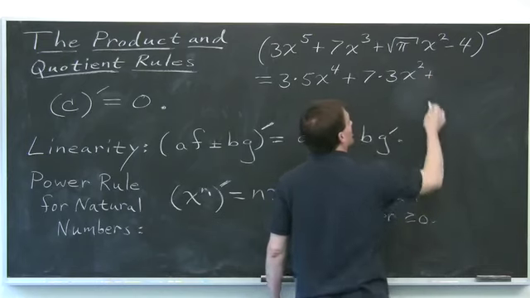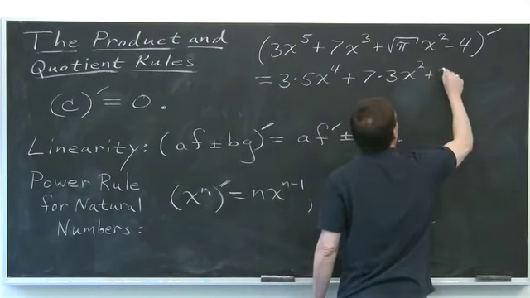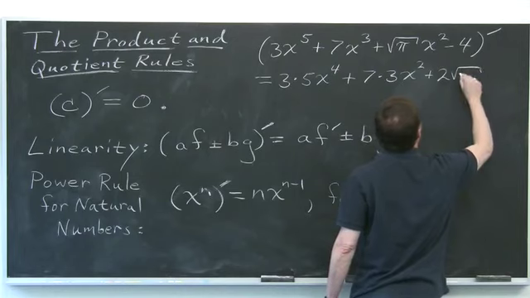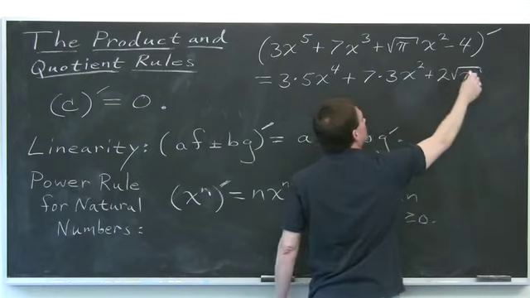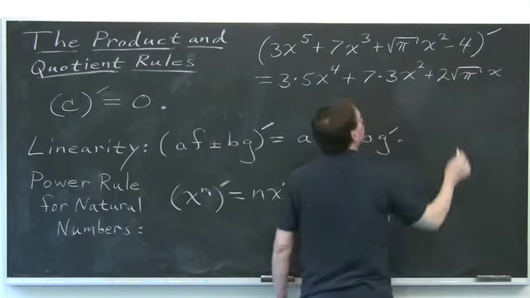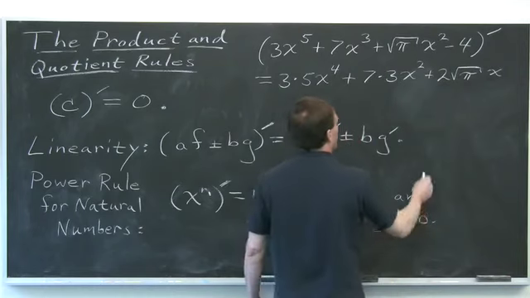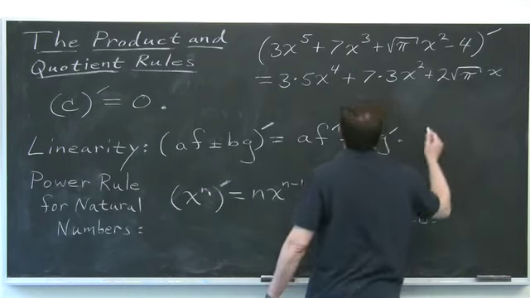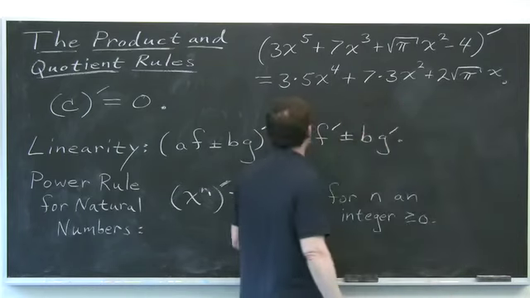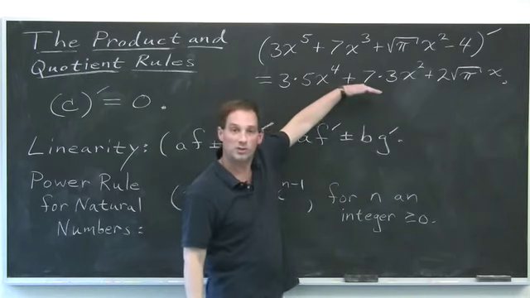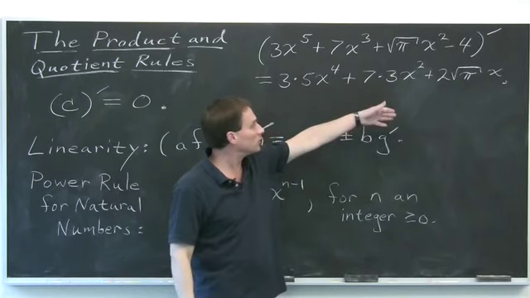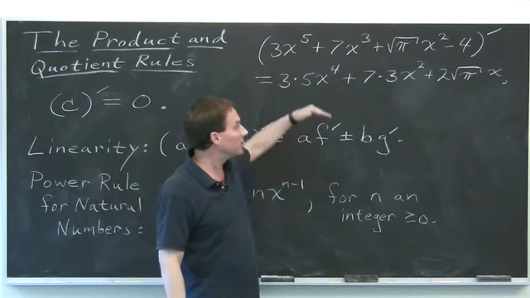root of pi is just a constant. The 2, you bring down the 2, you get 2 times the square root of pi times x to the 1, but that's just x, and then the derivative of a constant, 0. So you get this for the derivative. Yes, you can neaten it up. It's 15x to the 4th plus 21x squared plus 2 times the square root of pi x. But this is the answer.